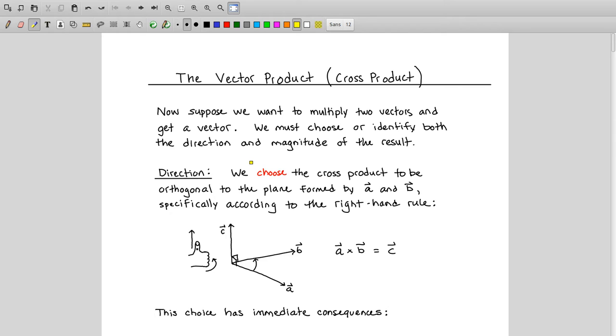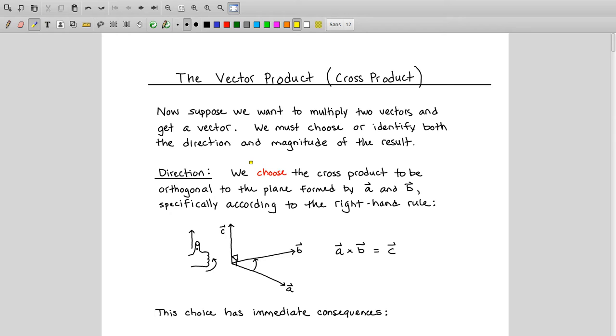One of the most natural questions to ask is, well, if this is a vector, which direction is the vector going to point? So let's think about direction first. And here, we're simply going to make a choice. We're going to choose the direction of this vector. In principle, one could imagine it pointing different kinds of ways, but we're going to choose that it point in a direction that is orthogonal to the plane formed by the two vectors A and B. That means it's perpendicular to both of them.